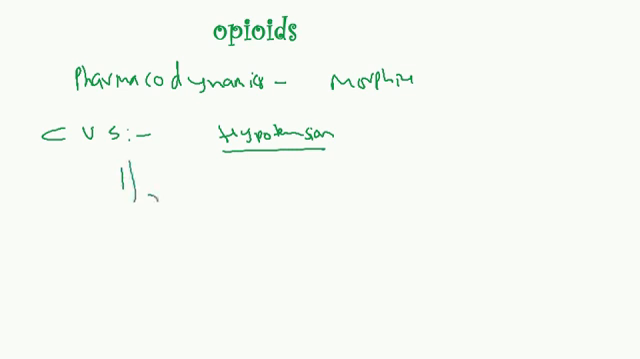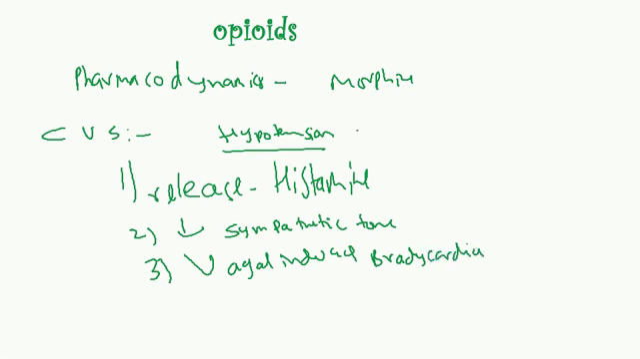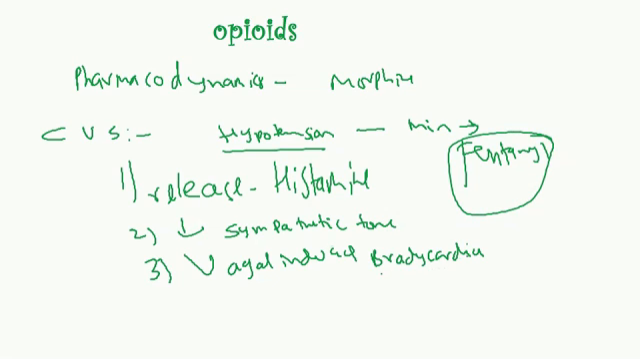It is due to release of histamine, then decreased sympathetic tone, and vagal induced bradycardia. Minimum hypotension is seen with fentanyl, and all other opioid drugs cause bradycardia except pethidine and pentazocine.